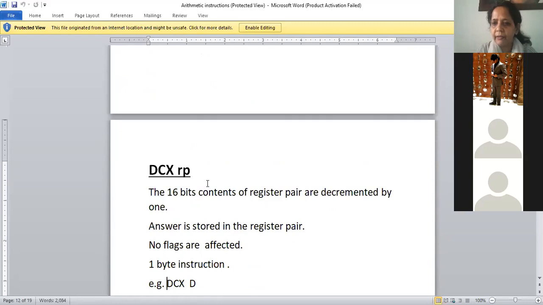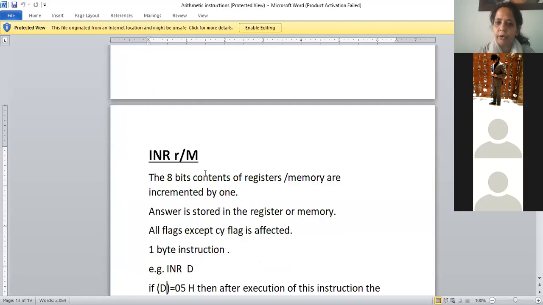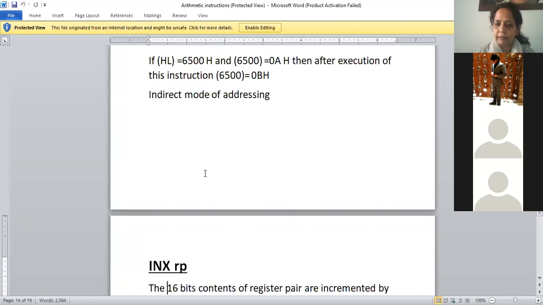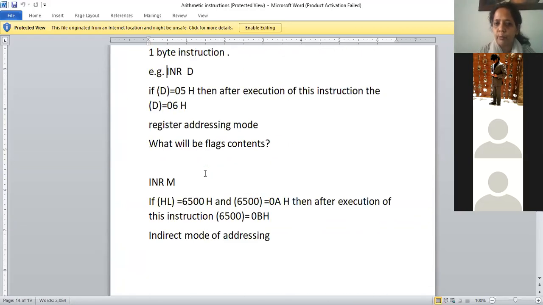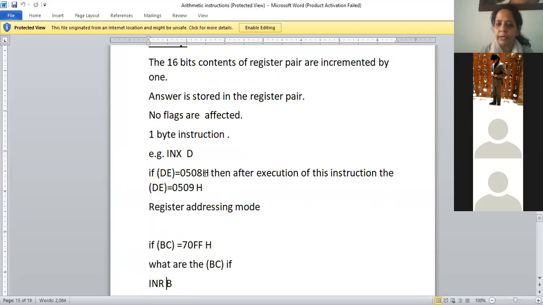Okay, DCX instruction, the X relates to the register pair. So the register pair contents will be decremented by 1 or incremented by 1, depending upon whether you are writing INX H or DCX. So INR will increment the contents of the register by 1. INX will increment the register pair contents by 1. That is a 16-bit number will be incremented by 1. And in the earlier case, an 8-bit number will be incremented by 1.